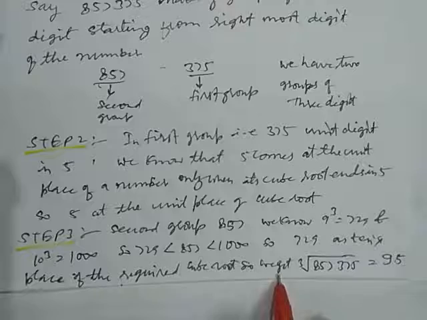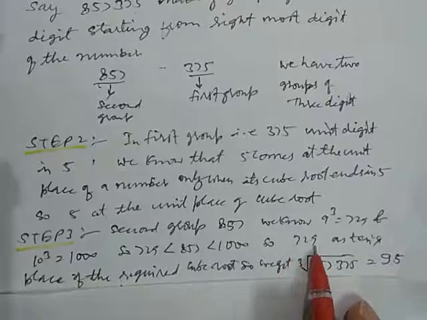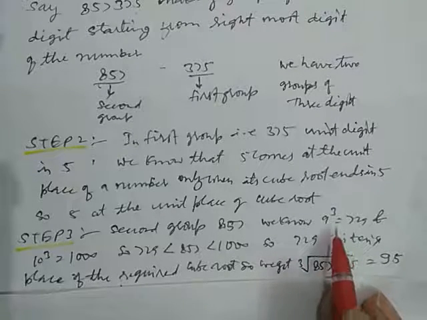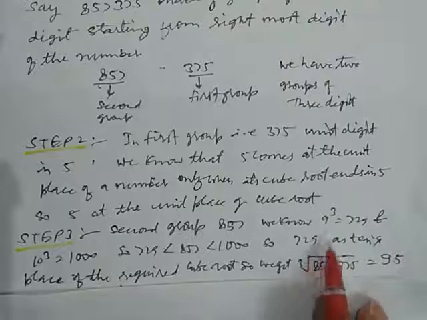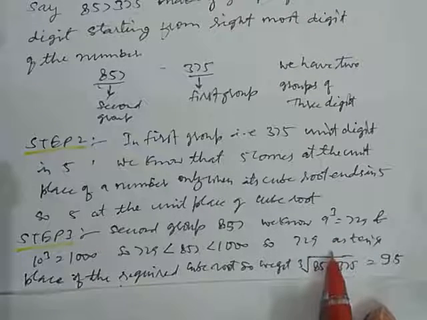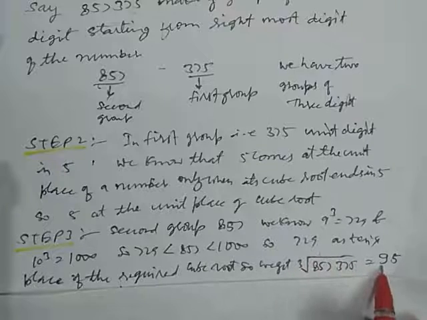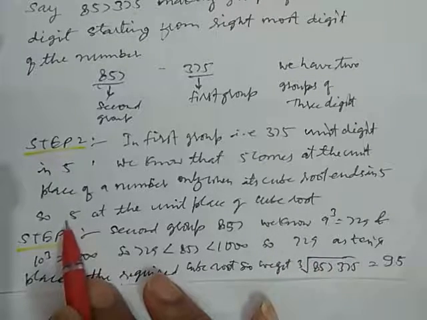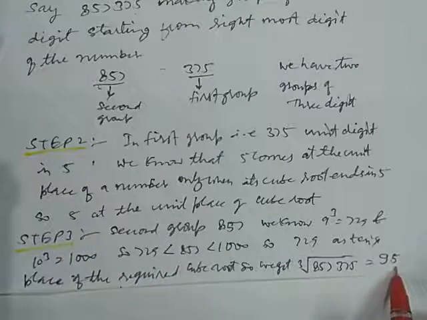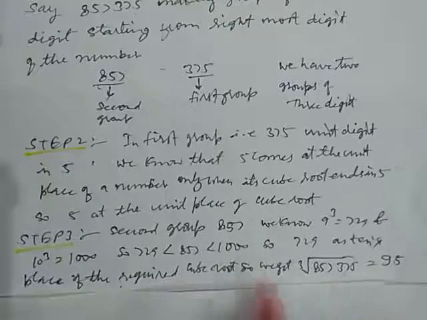So 729 gives the tens place of the required cube root. The cube root of 729 is 9. So we select 9 as the tens place and 5 as the unit place. So 95 is the cube root of this.